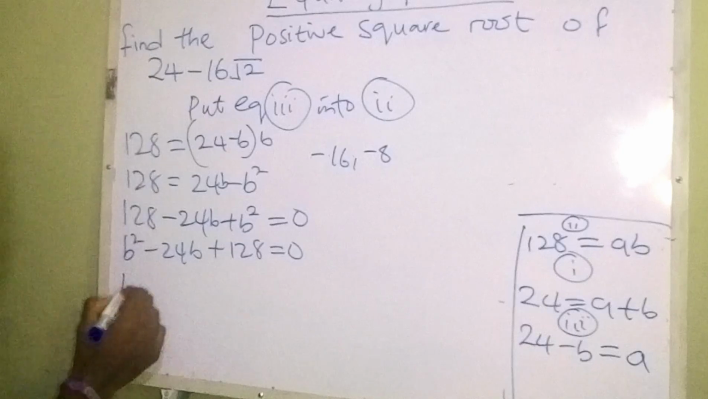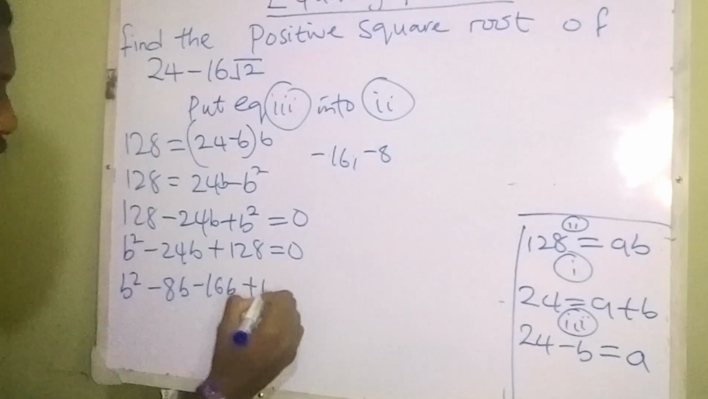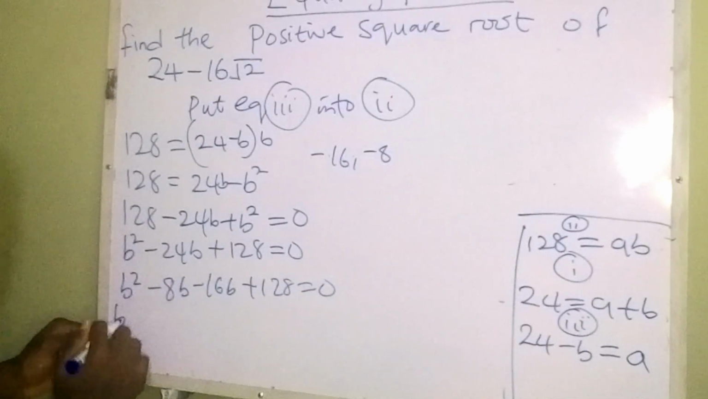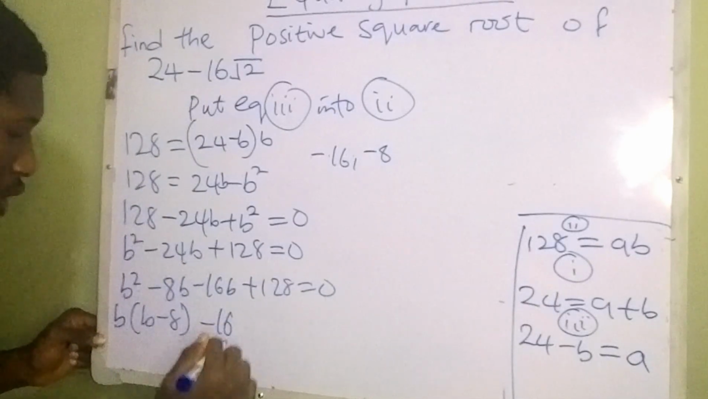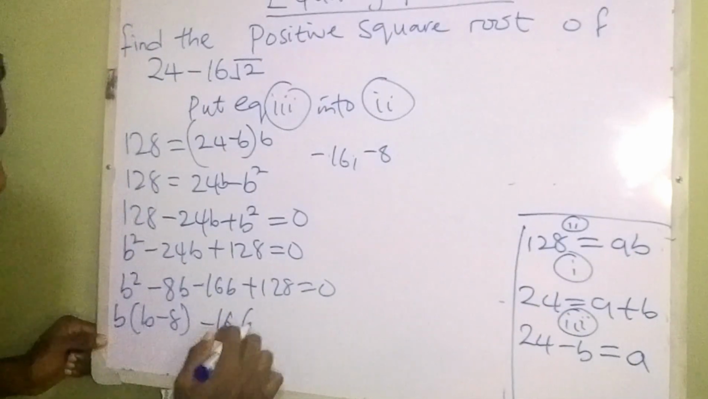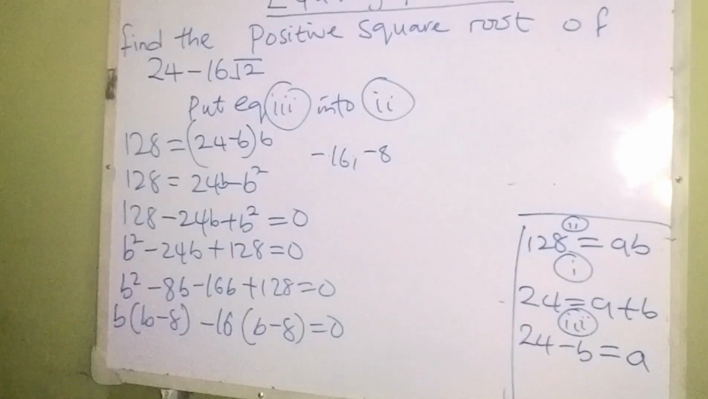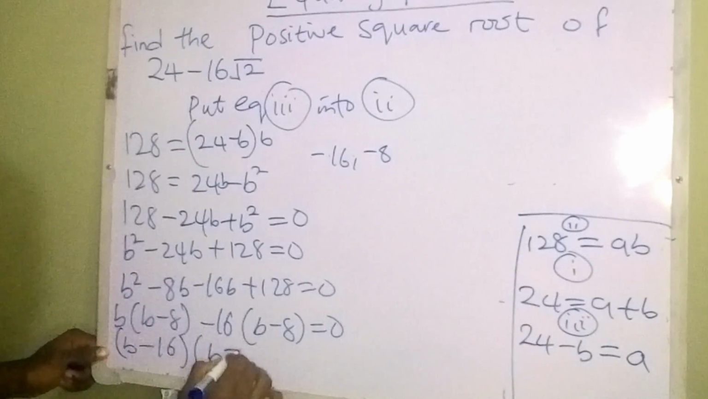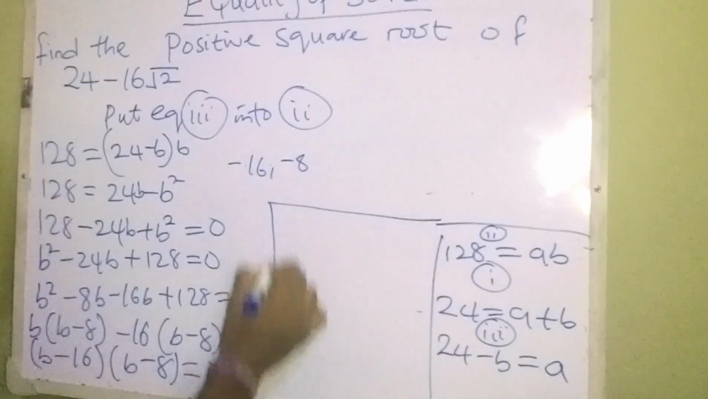So it will be B squared minus 8B minus 16B plus 128 equal to 0. These two will factorize it. We have B bracket B minus 8 minus 16 bracket B minus 8 also equal to 0. So from this, we can now say that B minus 16, B minus 8 are all equal to 0. So let me do another line here.